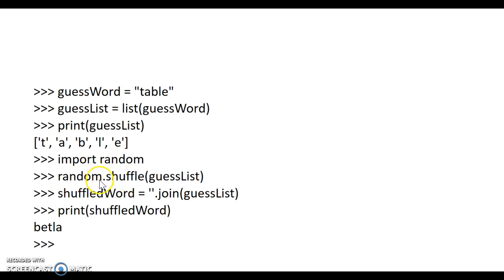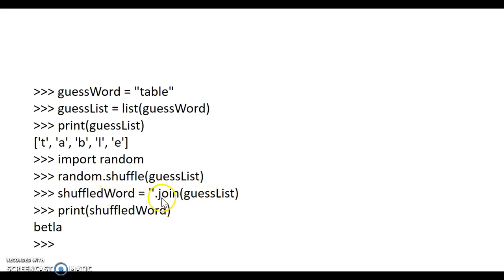And then what I need to do is randomly shuffle guessList. So I take guessList and shuffle it about randomly. Okay, so guessList has now been shuffled randomly. And my shuffled word, so table shuffled, is now what I have to do. Of course, now it's sitting in a list. If I look here, the result is actually shuffled as B-E-T-L-A, but it's sitting in a list. I need it to look like a word to the user on the screen. So I have to rejoin the list back into a word.